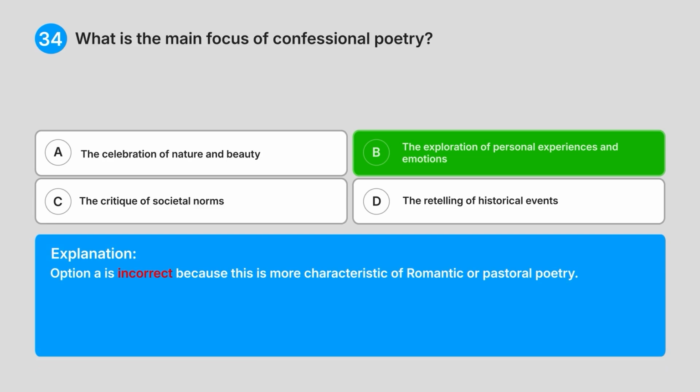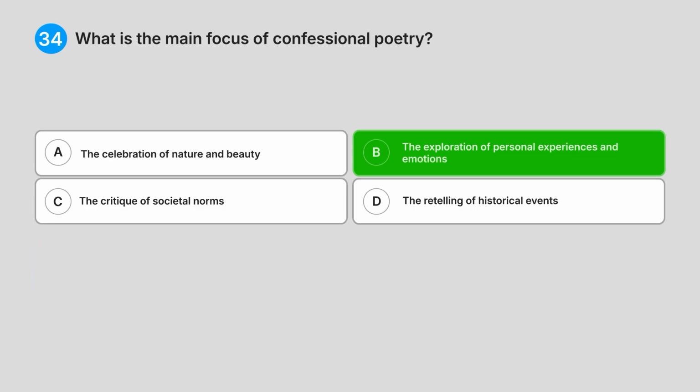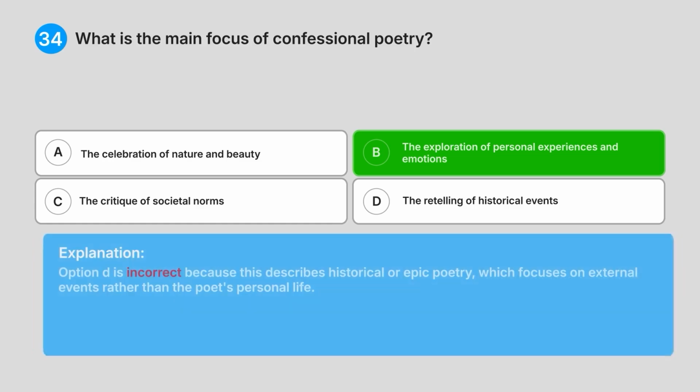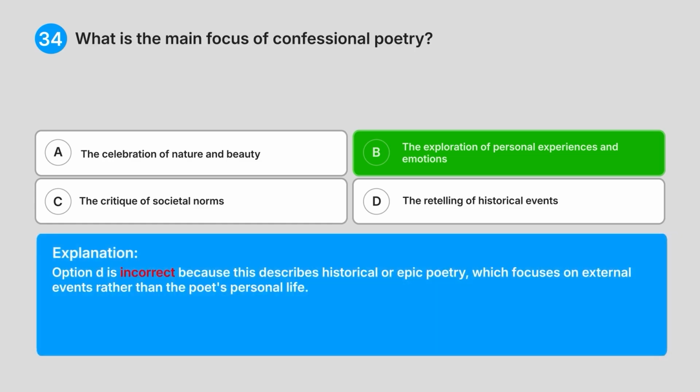Option A is incorrect because this is more characteristic of romantic or pastoral poetry. Option C is incorrect because while confessional poetry can contain social critique, its primary focus is on the intimate, internal world of the poet. Option D is incorrect because this describes historical or epic poetry, which focuses on external events rather than the poet's personal life.